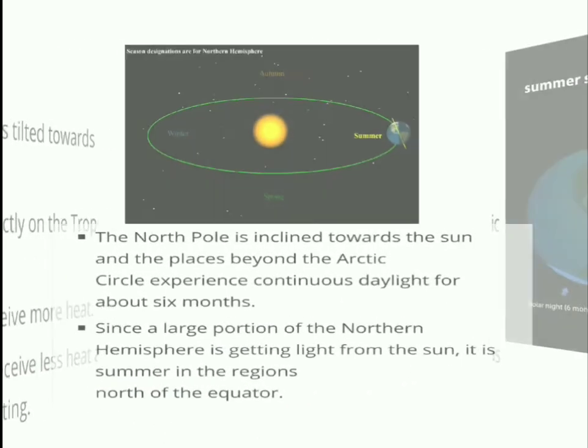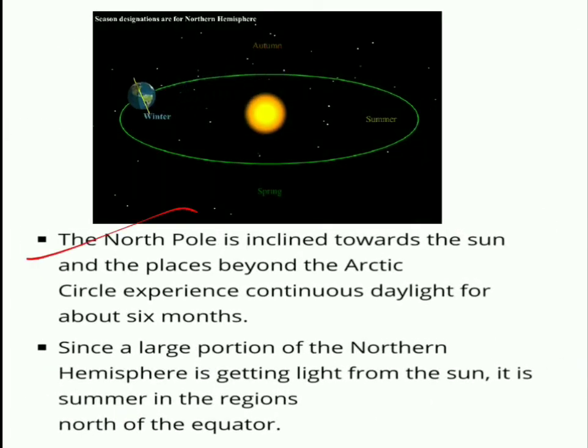Next, the northern pole is inclined towards the sun, and the places beyond the Arctic Circle experience continuous daylight for about 6 months. In the northern hemisphere, the Arctic Circle is at 66 and a half degrees north, towards the 90-degree north pole.